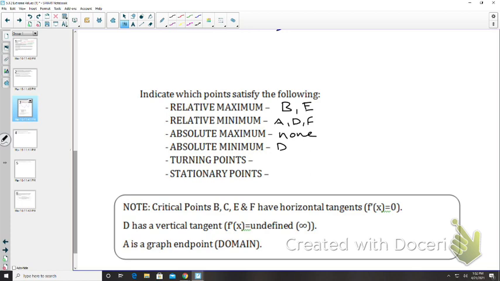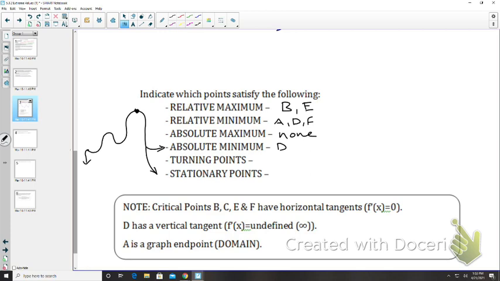If it was, then this would be our absolute maximum, right? Assuming that this continues to go down like that. That would be an absolute maximum. You could have both if it continues to go this way. As long as it's definitively the tallest point on the graph, then it is the absolute point. But if it's not definitive, then they're relative maximums. Okay, absolute minimum is D.